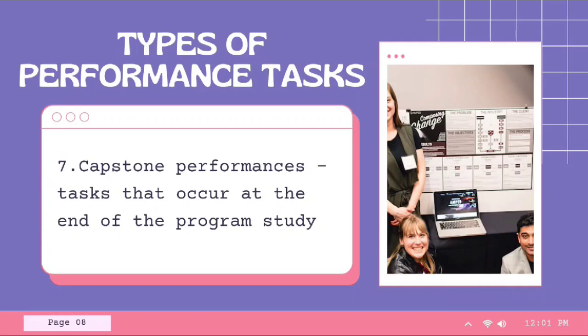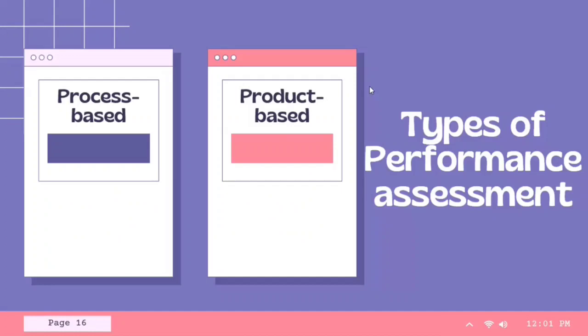So that's it for the types of performance task. And for the next meeting po, I will show you some examples of each performance task that I discussed. So, ayun lang po. After the types of performance task, let's now proceed to types of performance assessment. We do have here two types of performance assessment, which are process-based and product-based. But first, let's tackle the process-based assessment.